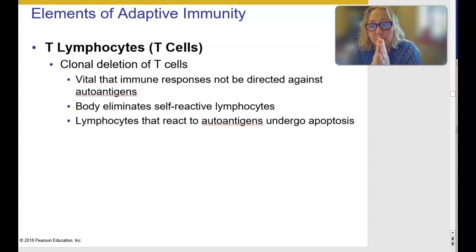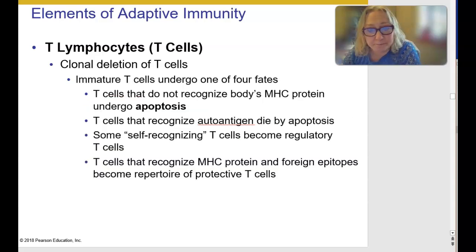Non-self selection school. If you're reactive to yourself, your body eliminates you through apoptosis. Lymphocytes that react to autoantigens, aka self cells, undergo apoptosis. Sorry, that's the first class you get to take. You don't pass that, you die.